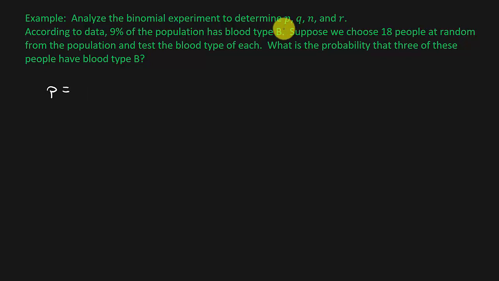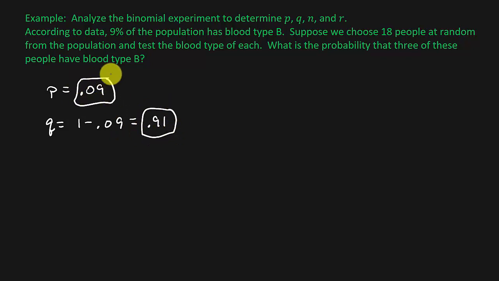So what is that probability? Well, it's 9%, right? It says 9% of the population has blood type B, so that would be 0.09. And so that means the probability of failure, Q, would equal 1 minus 0.09, which would equal 0.91. So there's the probability of failure. There's the probability of success. So we've got P, we've got Q.